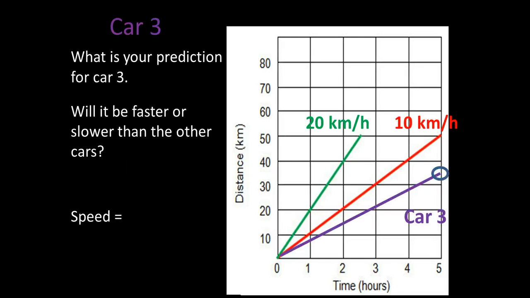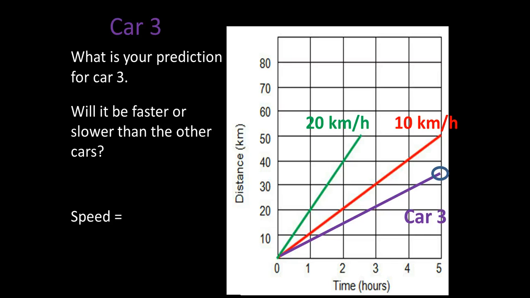All right, now finally I wanted to point something out to you, adding this third car in the purple there. What would your prediction be for the third car? Will it be faster or slower than the other cars? And you may well say that it is slower. You'd be absolutely right. And we could do that without even calculating any of the math. We can just take a look at the slopes of the line.